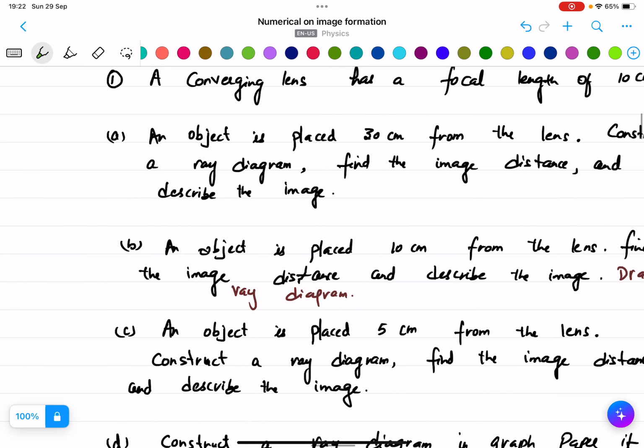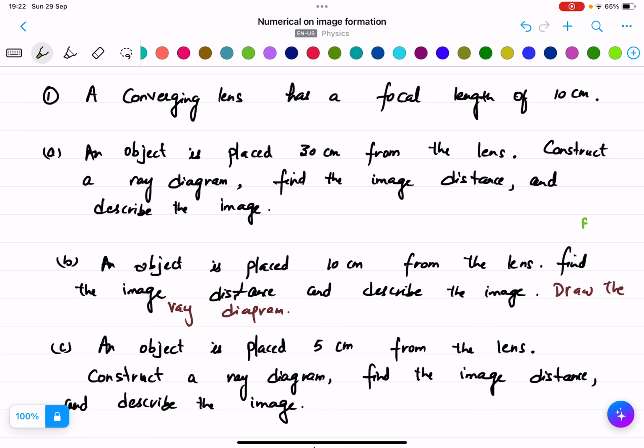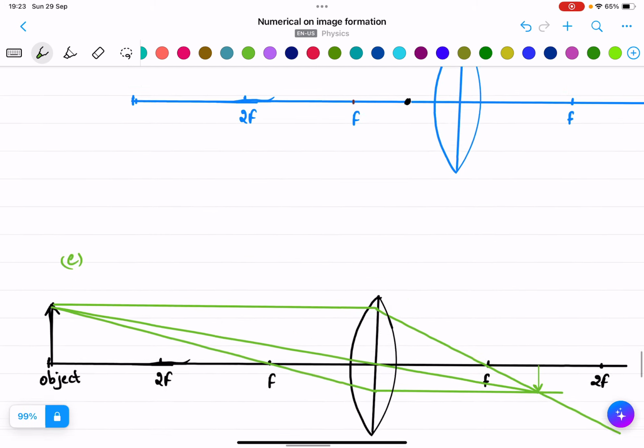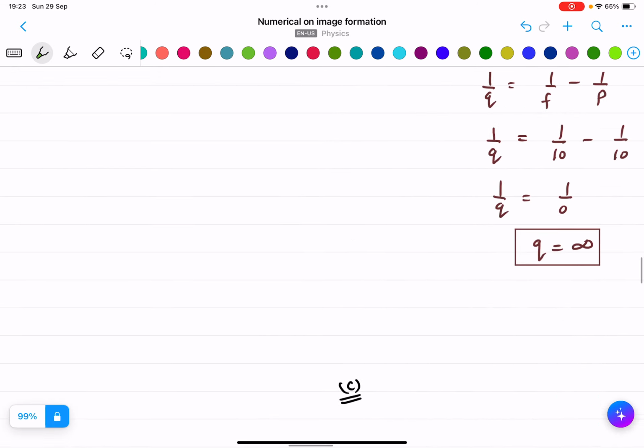Now see the first part. An object is placed 30 centimeter from the lens. Construct a ray diagram. So first of all, we need to construct a ray diagram, find the image distance and describe the image. In my previous video I have discussed all the 6 cases where I have described the image, so you are well aware how to describe the image and find the image distance. There is a formula. I will show you now how to find the image distance.